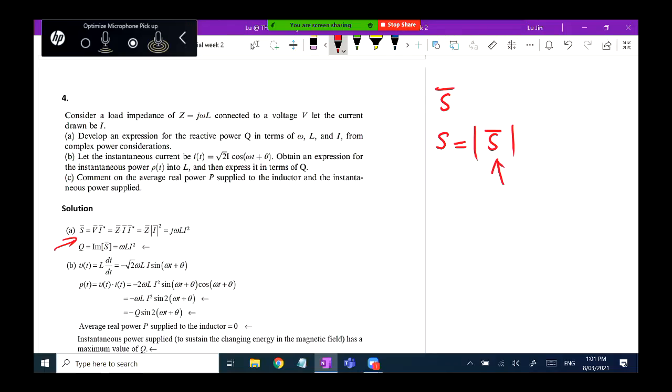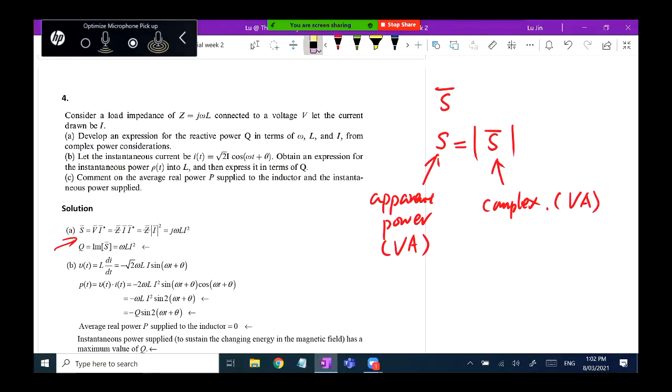This is called complex power. The unit is what? VAR? What, VA? Do we have the R? No. The R is for the reactive power. This is called apparent power. And its unit is also VA. Okay, this is just a relation between these 2 terms, okay? This should be very fundamental.